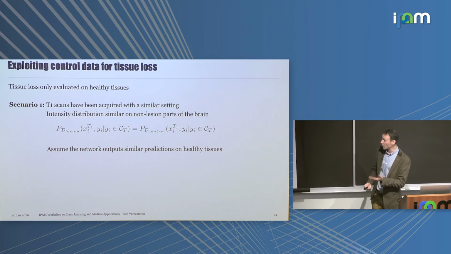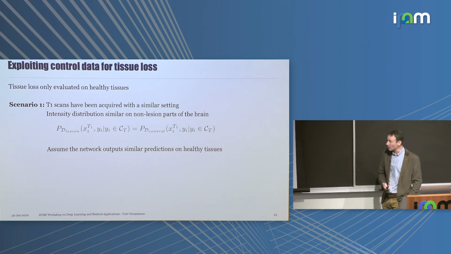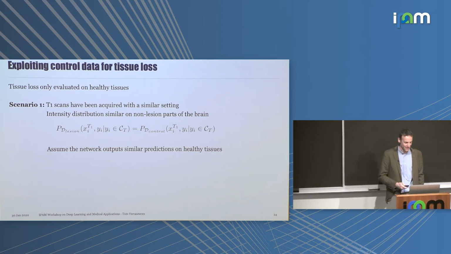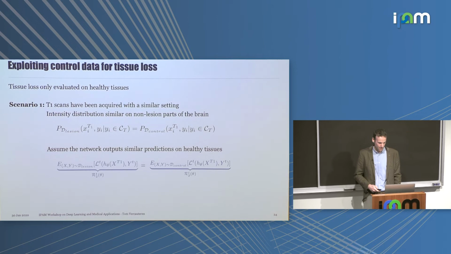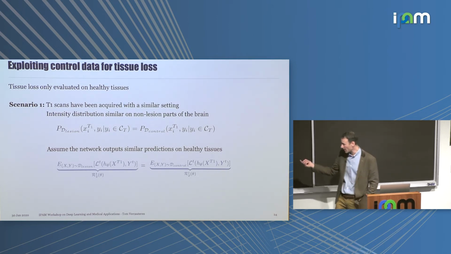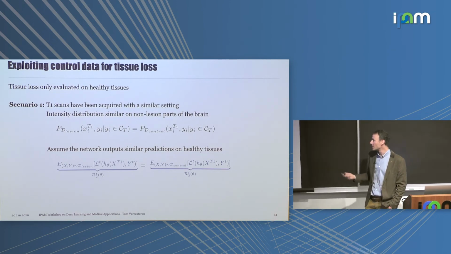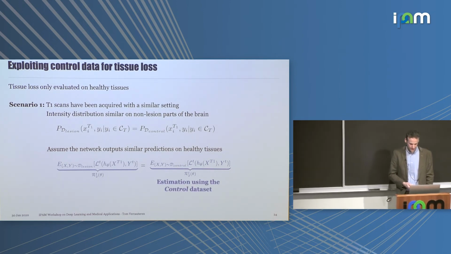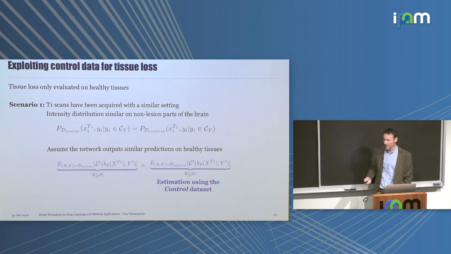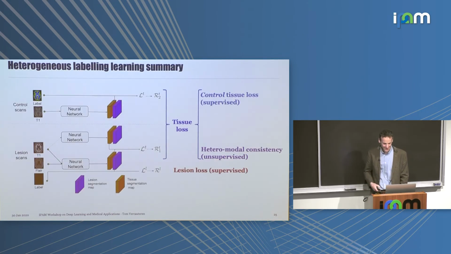If we're back to the second scenario, whereby the T1s are different across data sets, we need in addition some domain adaptation, but I will not cover this today. So that's what we do here. We just replace the expectation on the patient group by the expectation on the control group. And now we have all the ingredients that we need to actually train that complex model here.